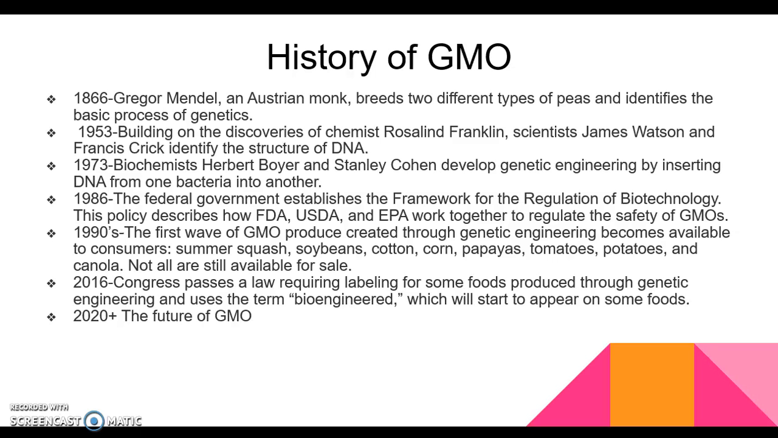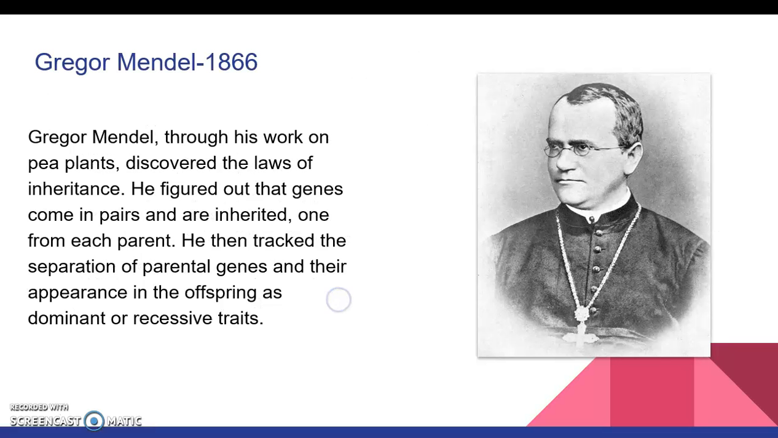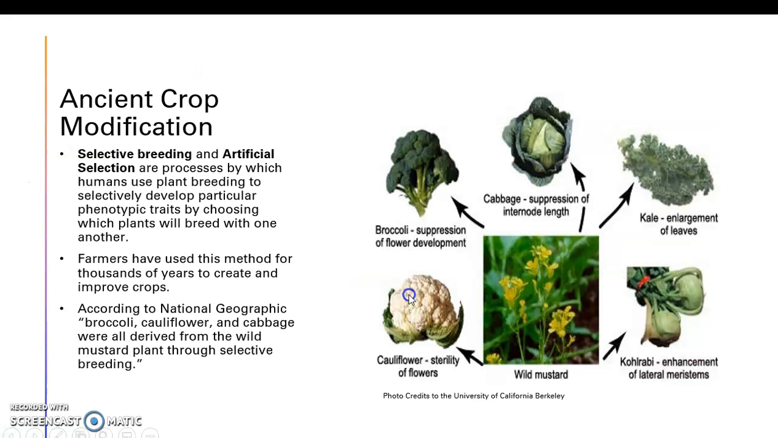In 1990, the first wave of GMO produce was genetically engineered and became available to consumers. In 2016, Congress passes a law requiring labeling of GMOs. Gregor Mendel, through his work on pea plants, discovered the laws of inheritance. He figured out that genes come in pairs and are inherited, one from each parent. He then tracked the separation of parental genes and their appearance in the offspring as dominant or recessive traits.